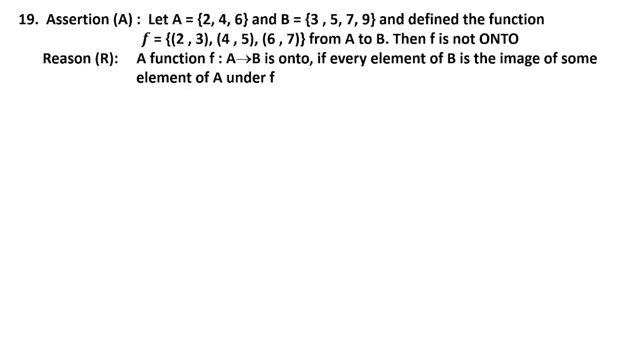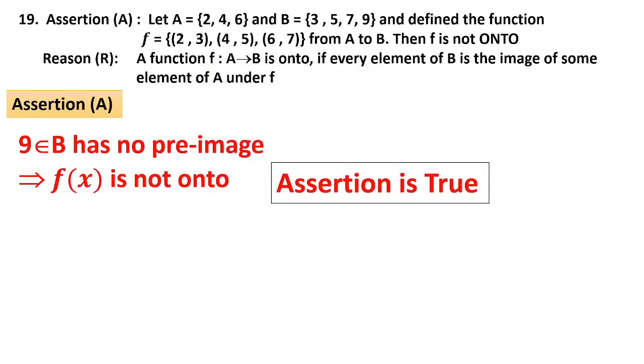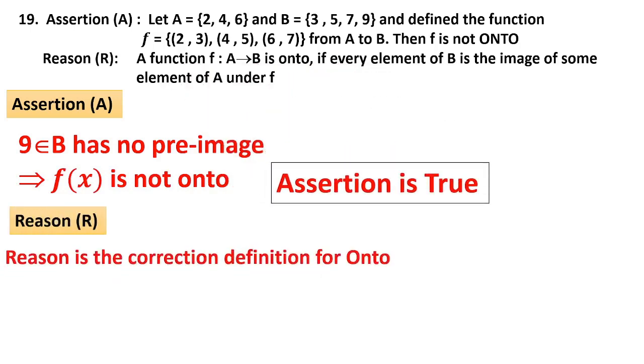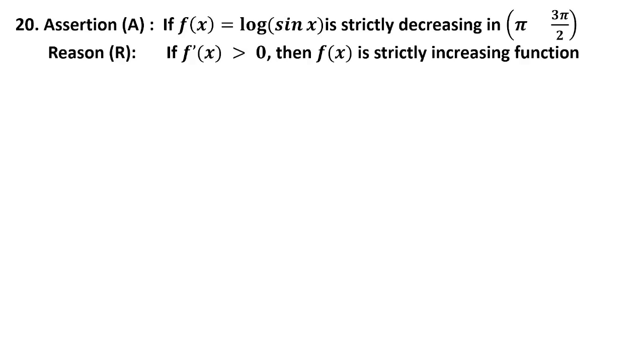Question number 19, assertion and reasoning. Assertion is given as A is given, B is given, and f is there, and it is told that it is not onto. The reason is a condition for onto. Let us check whether the assertion is true. Now 9 belonging to B has no pre-image. You are checking that 9 has no pre-image. There is no element in A connected with 9. Therefore, this is not onto. Therefore, assertion is true. Let us check the reason now. The reason is the correct explanation, the definition of onto. Therefore, reason is true. Therefore, reason is the correct explanation of assertion. Therefore, the option is A. Let us go to question number 20.